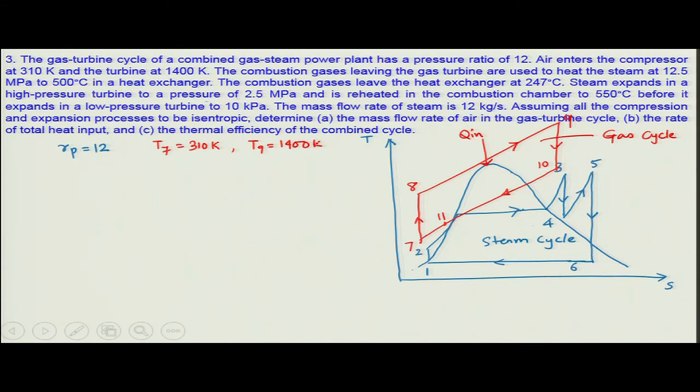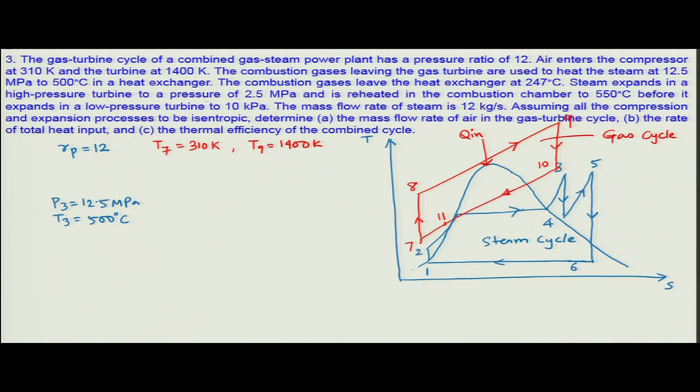The combustion gases leaving the gas turbine are used to heat the steam at 12.5 megapascal to 500 degree centigrade in a heat exchanger. So, whatever combustion gases leaving the turbine exit, that is at point 10, is used to heat up water to superheated state. So, from 2 to 3, you are raising the temperature of water from 2 to make it superheated steam at 3. Okay. So, at point 3, the conditions are given, that is 12.5 megapascal and temperature of the steam is 500 degree centigrade. So, this temperature has increased from point 2 to point 3 because of the exhaust gas, whatever is coming from 10 to 11. That heat is utilized to raise the temperature of the feed water from point 2 to superheated state, that is point 3.